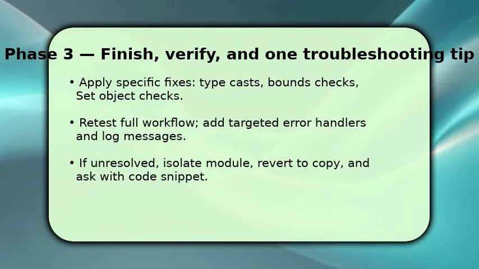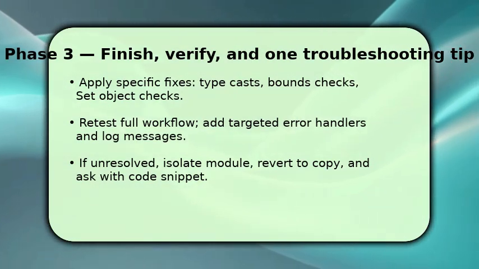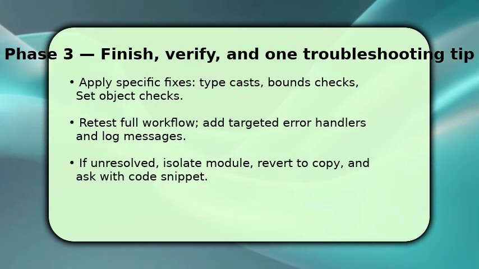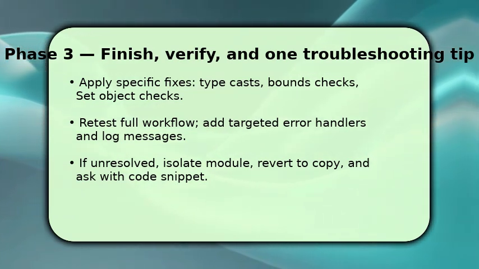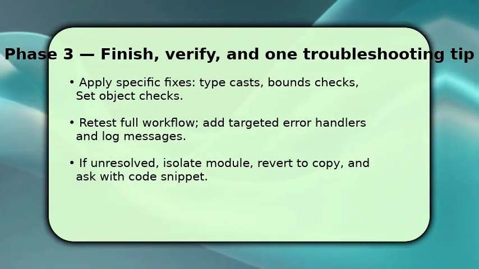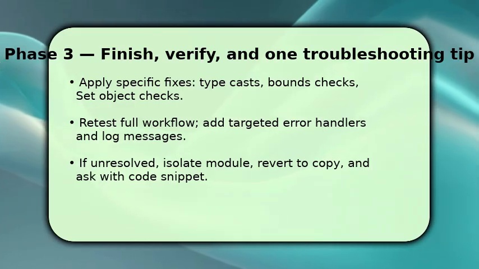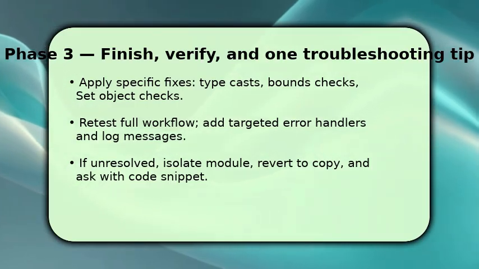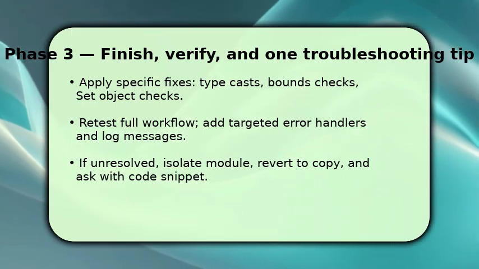Finally, implement focused fixes. Add typecasts, bounds checks, and verify objects set before use, then retest the full workflow end-to-end. Once passing, add minimal error handlers and informative logging so you can catch regressions later. Make sure handlers rethrow unexpected errors.